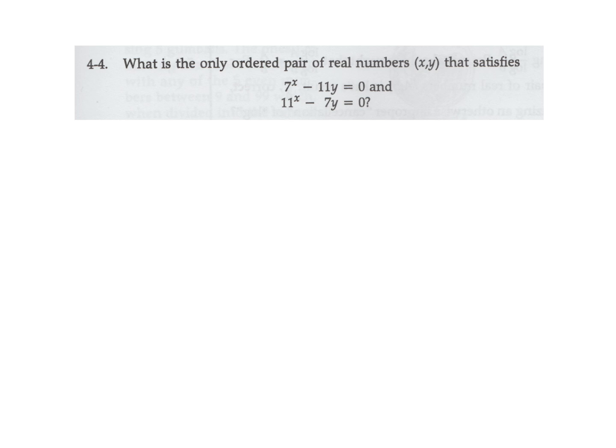What is the only ordered pair of real numbers that satisfy 7 to the power of x minus 11y is 0 and 11 to the power of x minus 7y is 0? From the first equation, we get 7 to the power of x is 11y. From the second, we get 11 to the power of x is equal to 7y. Correct? So from this one, we get 7 to the power of x over 11 is y. And then from this one, we get 11 to the power of x over 7 is y. Is that right?